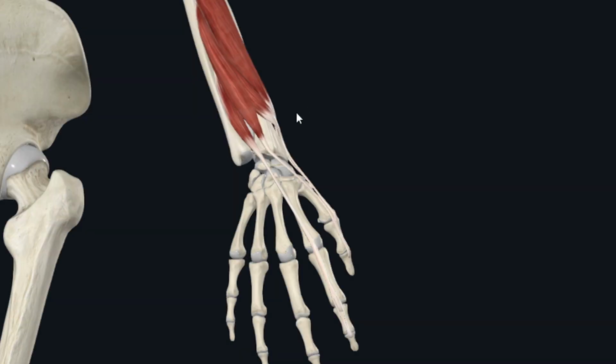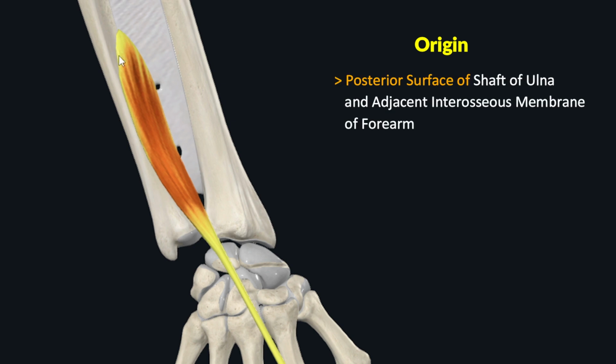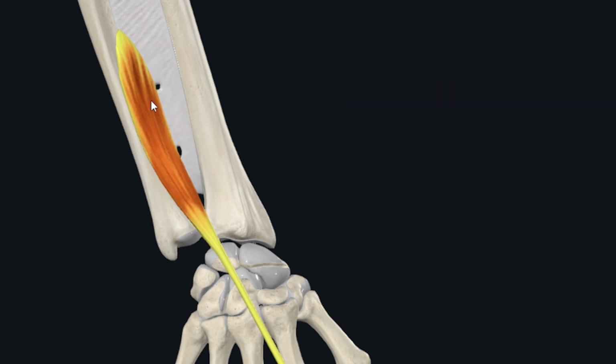Okay, so now moving further medial towards the fifth and last muscle of the deep layer of the posterior forearm, which is the extensor indicis muscle. Okay, so this muscle has got its origin from the posterior surface of the shaft of ulna and the adjacent interosseous membrane of the forearm. And after origin, the muscle fibers of this muscle run straight down inferiorly over the posterior aspect of the forearm and form a muscle tendon at the distal forearm, which crosses the wrist joint to enter the hand.